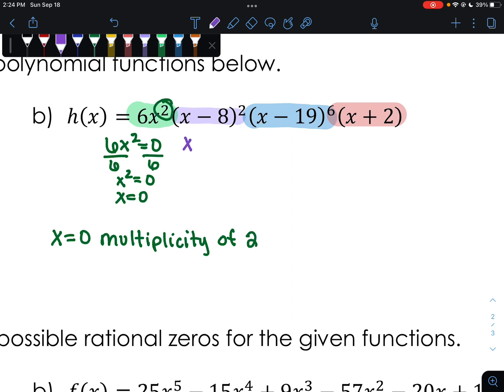Then I go to the next one, x minus 8 equals 0. I add 8 to both sides. I get x equals 8. And I look at its exponent, which is 2. So I have x equals 8, multiplicity of 2.